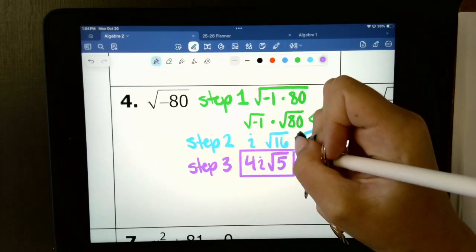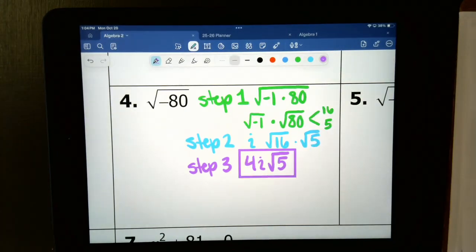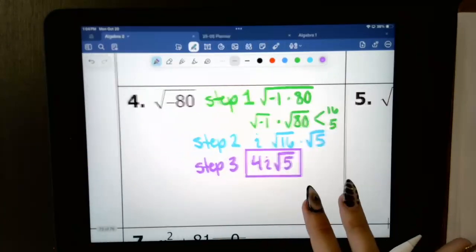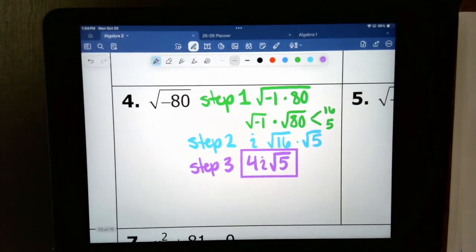Does everybody see how we got that? Wonderful. Okay. Now, moving along. Good. What? On which one?